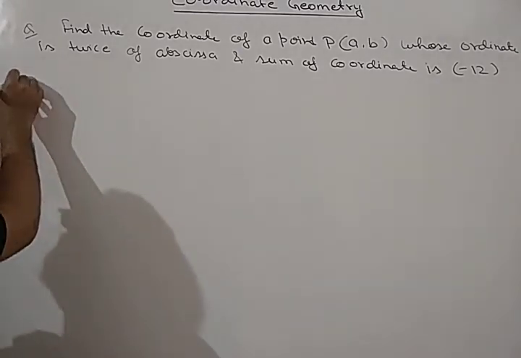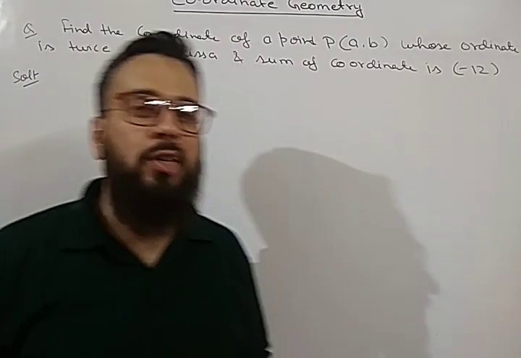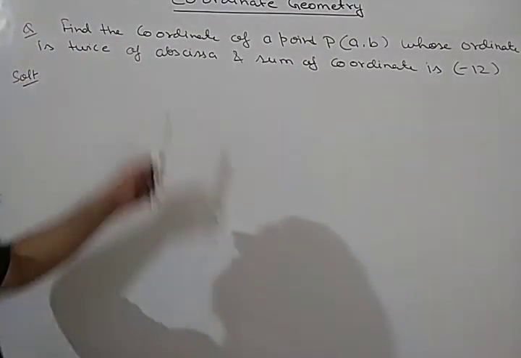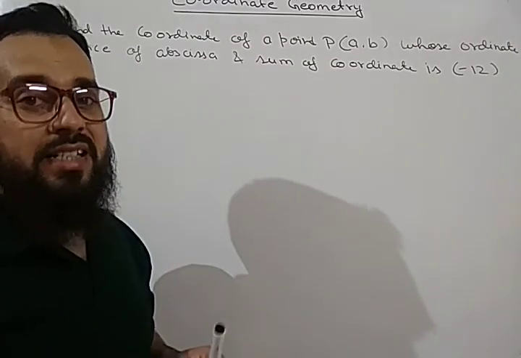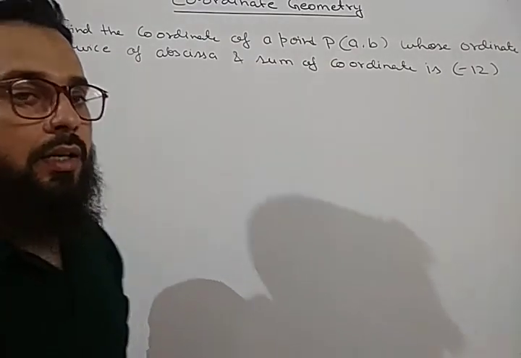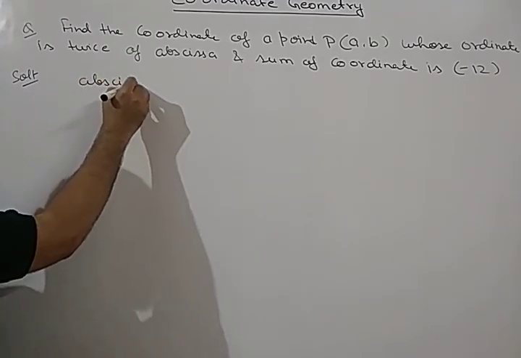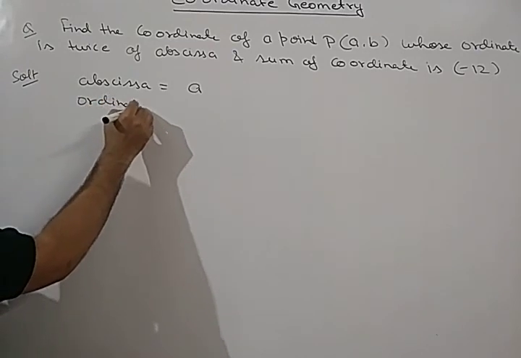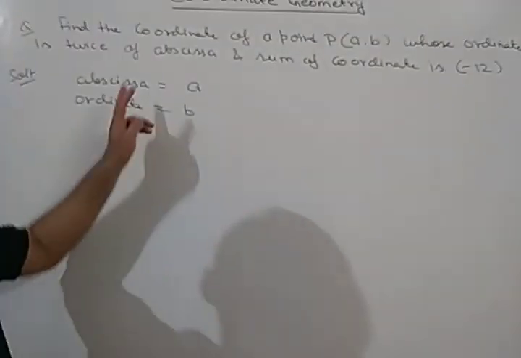Okay, so this is our question. These are the questions based on word problem on the coordinate geometry. So let us solve this question. What is given? The coordinate of a point P is A, B, and we know what is ordinate and what is abscissa. Abscissa is A, and ordinate is B. So we have given abscissa and ordinate.